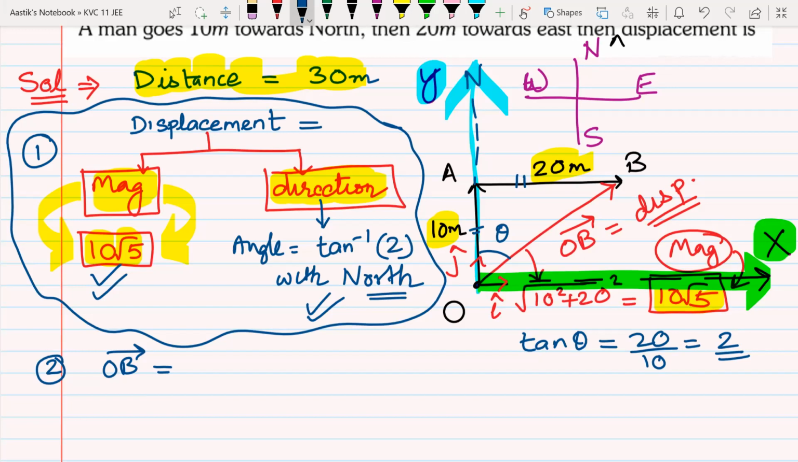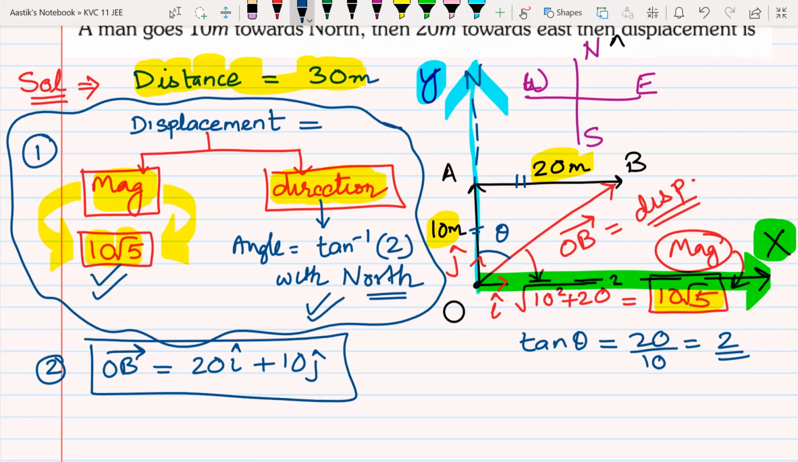Last chance. Can anyone tell me OB vector in terms of i and j? In terms of i and j, my dear friend. In terms of i and j, what is OB vector? In terms of i and j, x-axis, y-axis. 20 i cap plus 10 j cap. Well done, my dear friends. This is the most wonderful way of writing the displacement, because now we understand that this is a vector quantity. Yes or no? Yes, sir.